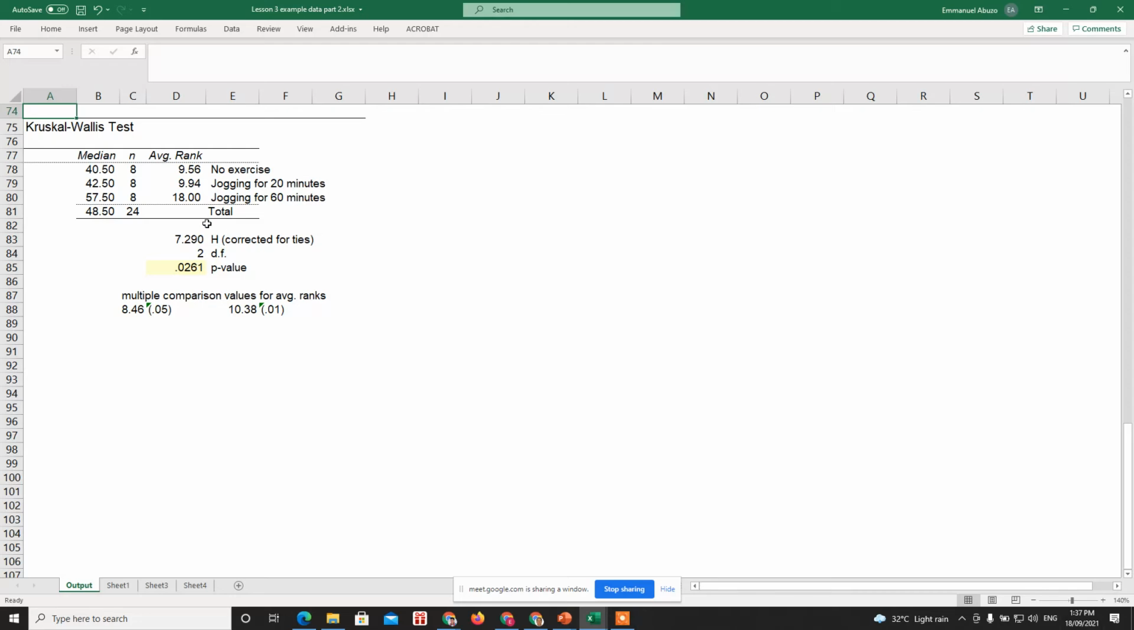But what we are going to look for is the p-value. Here in the p-value, as you can see, it's highlighted with yellow. So this means that our p-value is less than 0.05. As you can also see, the value of our p is 0.0261, which is less than 0.05. So this means that we are going to reject our null hypothesis. Okay, let's go back to our PowerPoint.